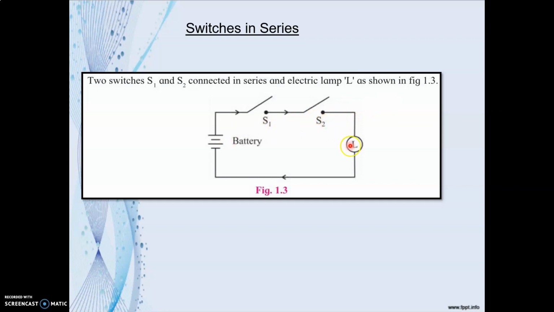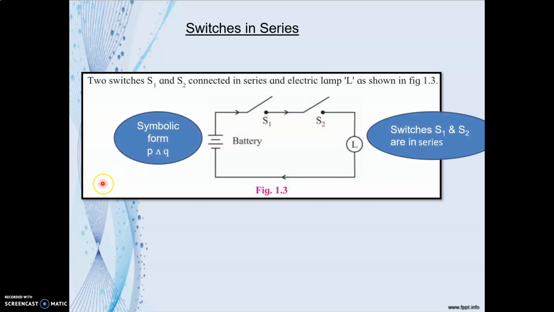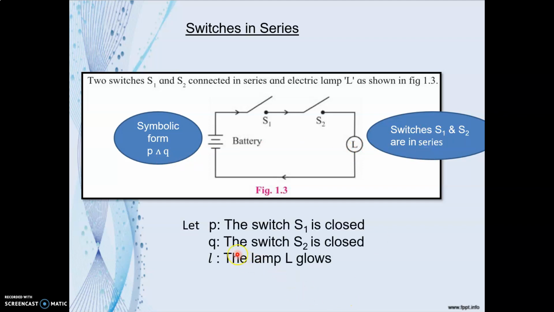The lamp L is connected here, and the battery is also there. So symbolically, if switches are arranged like this, you can denote P, Q, etc., and then you can write the symbolic form as P and Q. So here switches S1 and S2 are in series. And this way you will denote P: the switch S1 is closed, Q: the switch S2 is closed, L: the lamp L glows.